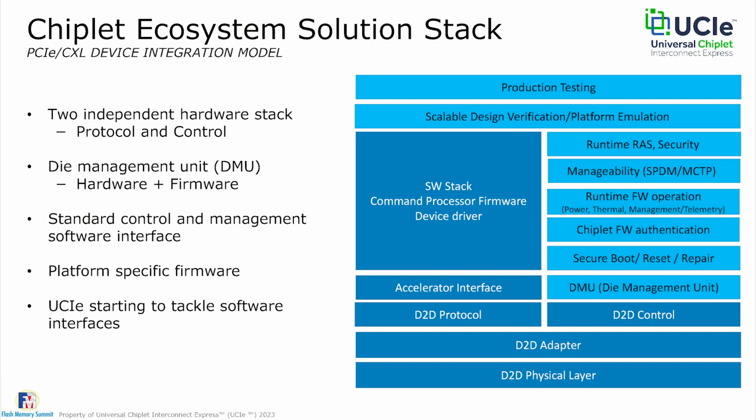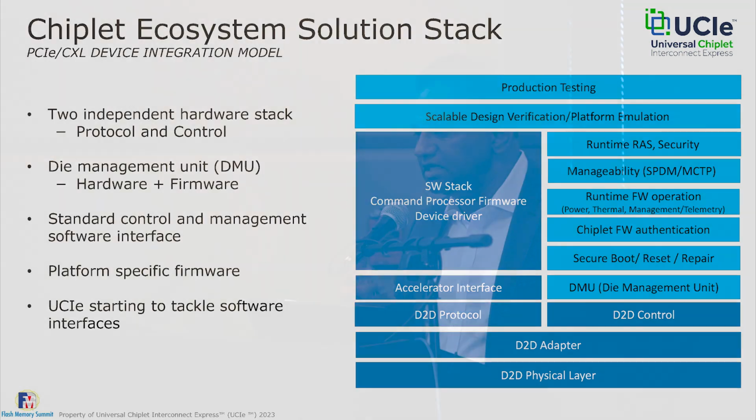So the first and most important thing is the die management unit, right? There needs to be some form of a die management unit in order to run all of these services. The first is, for example, secure boot, reset, and repair. There's chiplet firmware authentication, runtime firmware operation, and manageability, where we're going to think of using SPDM and MCTP. That's already being defined. There's runtime RAS, security. There are lots of these services which need to be standardized in order for us to create a true chiplet ecosystem.